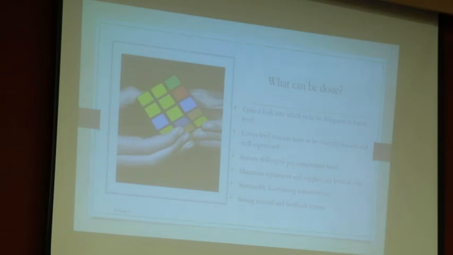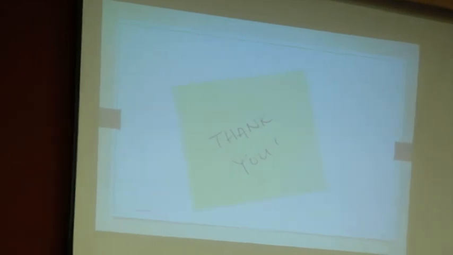Then we need to have minimum equipment and supplies per level of care. If it is a primary hospital, then we need to have the minimum equipment and supplies needed at that level. We need to have sustainably functioning infrastructure, including the electricity and water system of the health institution. And it's good to have a strong referral and feedback system. These are the points for possible discussion.